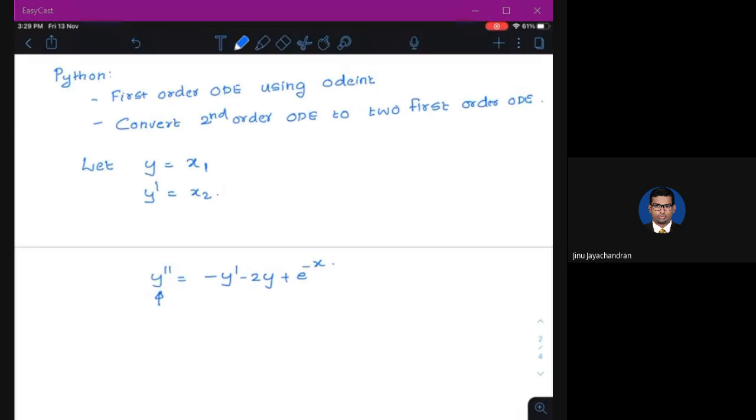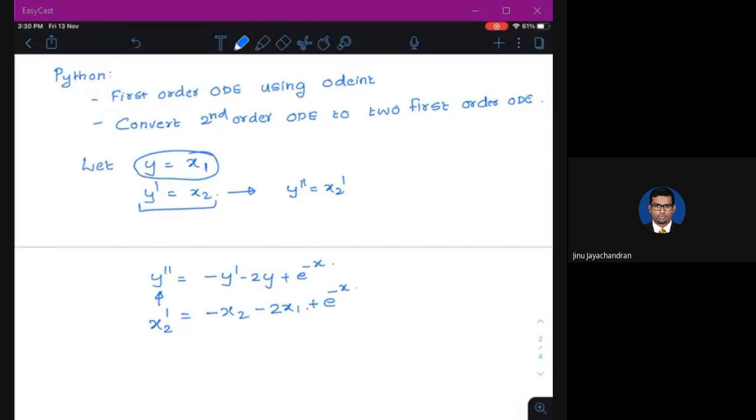Y dash, y double dash, I can write it as x2 dash, right? Y dash is x2 implies y double dash is equal to x2 dash, which is dx2 by dx. This is equal to minus y dash, which is basically minus x2, from here. And minus 2y is basically 2 into x1, from here, plus e raised to minus x.